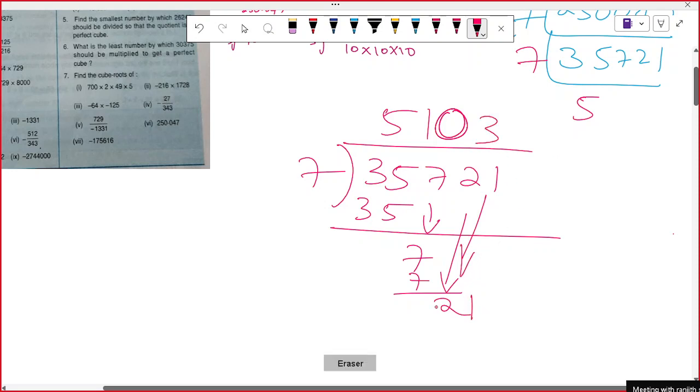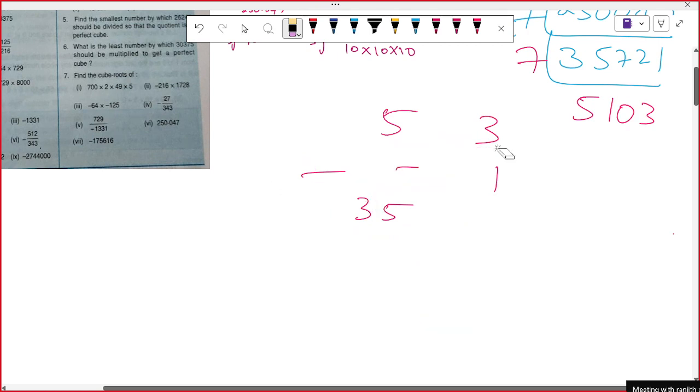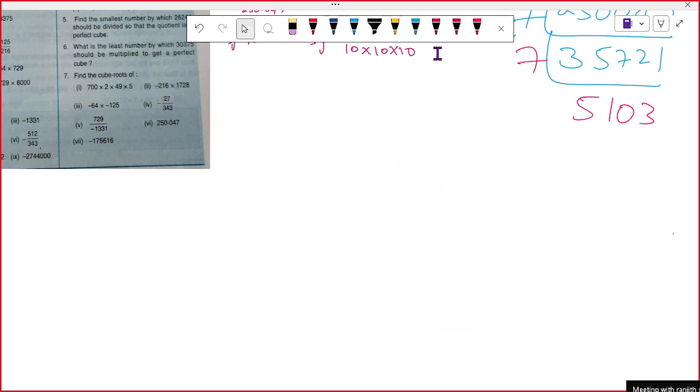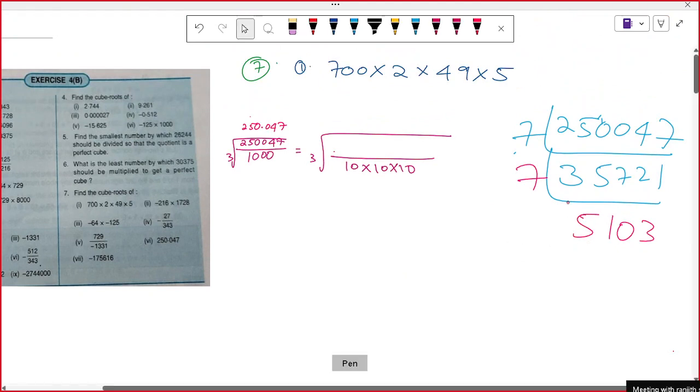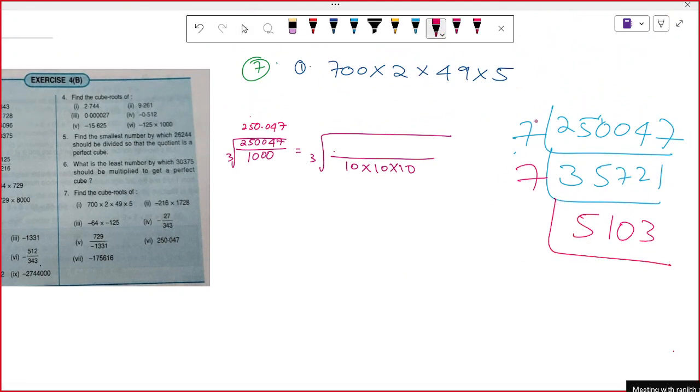So 3 times. Yes, Tanishka, after this 5103, next we get 729. Look here, if you're getting confused with 5103, we are finding a cube root, so you're supposed to get 7 three times, right? So try with another 7. What do you get?